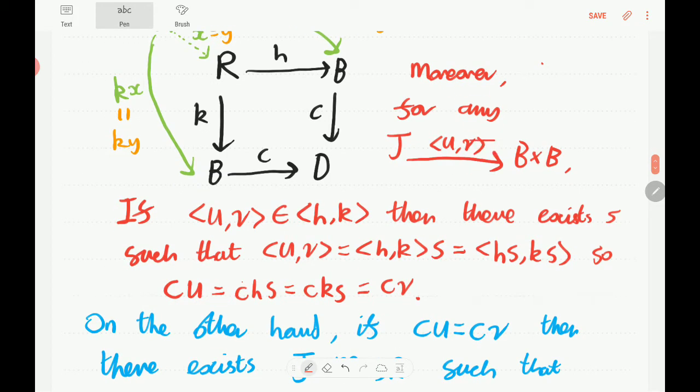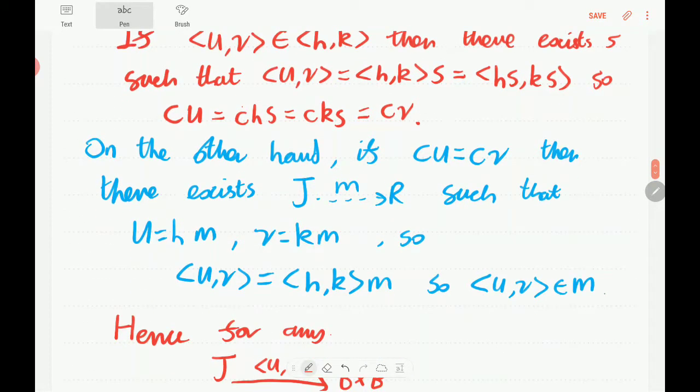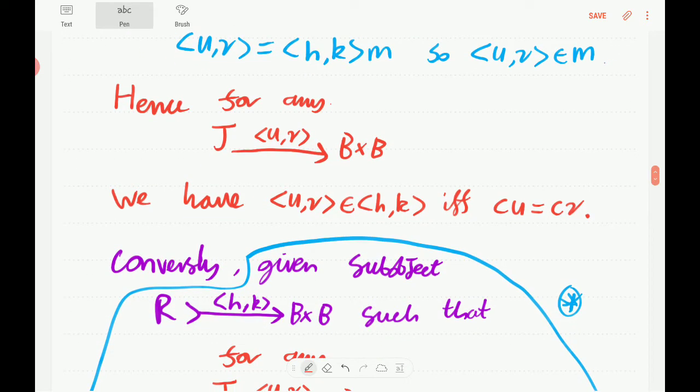And then we can prove that indeed the kernel pair, basically an arrow ⟨u, v⟩ into B times B from an object J, is going to be in this kernel pair H, K if and only if C after u equals C after v. So I'll just show the argument on screen. You can pause it and read it. And then we can also go the other way around.